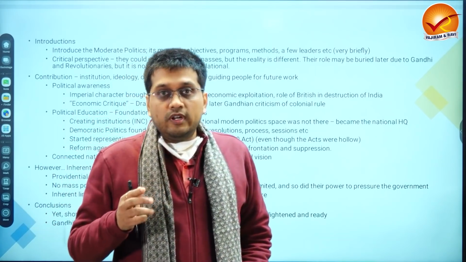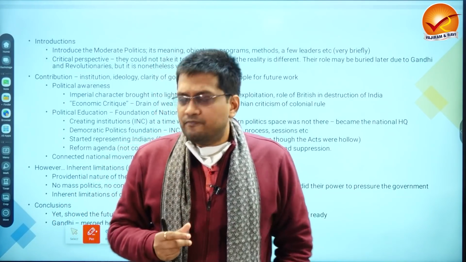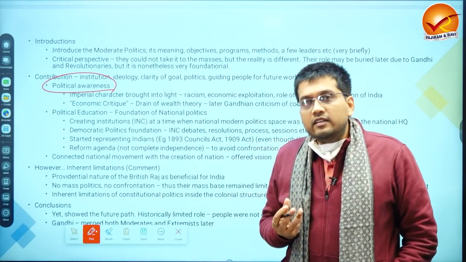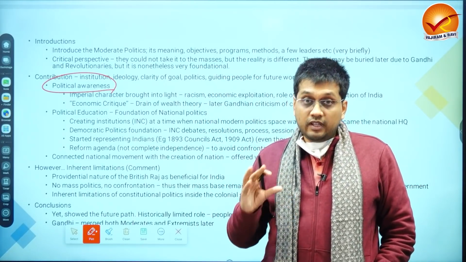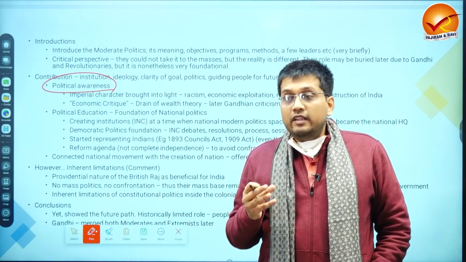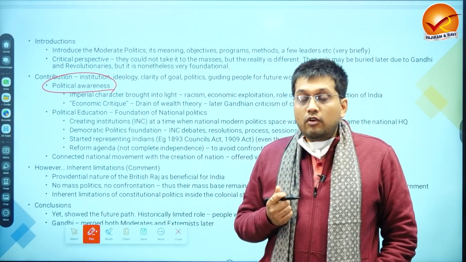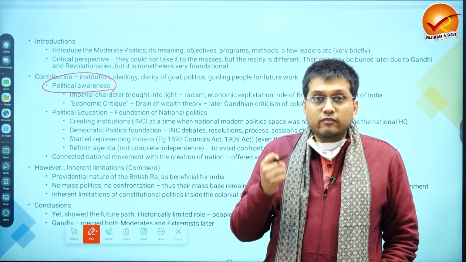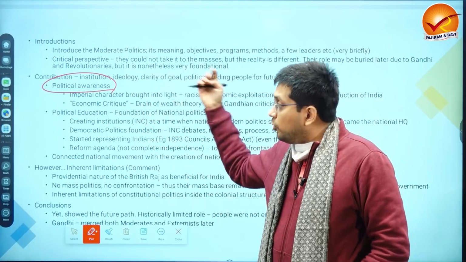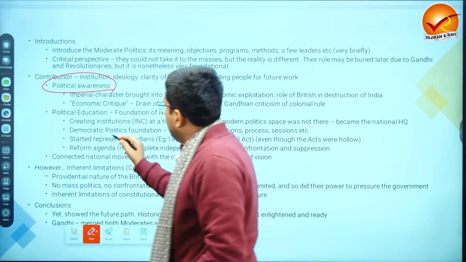categorized the role of moderates into three main baskets, just for the sake of memorizing them or analyzing them. The first category is political awareness. The imperial character, the colonial character of this British government, British Raj, was laid bare by them through various types of criticisms, like finding out and then exposing the inherent racist tendencies of the British government, or talking about the economic exploitation in the form of drain of wealth. So drain of wealth created the base of economic nationalism, and that was nothing but the political awareness of Indian masses to our level.